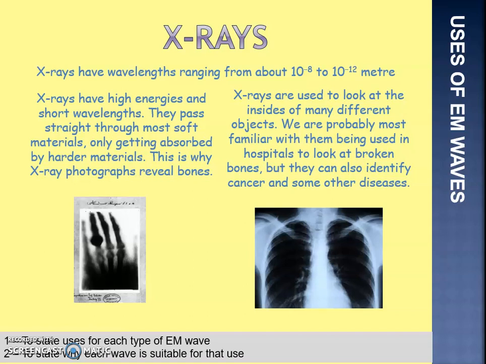X-rays pass through most soft materials and only get absorbed by harder materials, which is why X-ray photographs reveal the bones. X-rays are used to look inside many different objects, but again, the main use we'd have is to look at broken bones. They can also be used to identify cancers and some other diseases though.